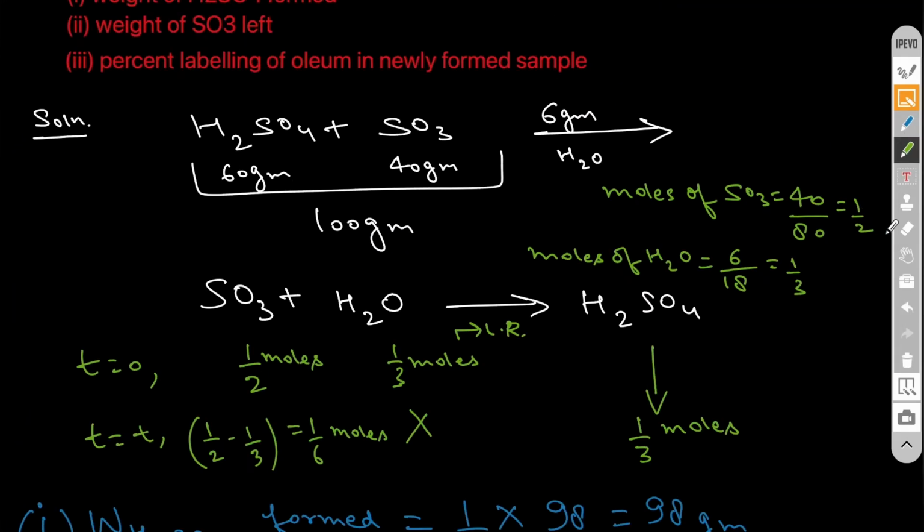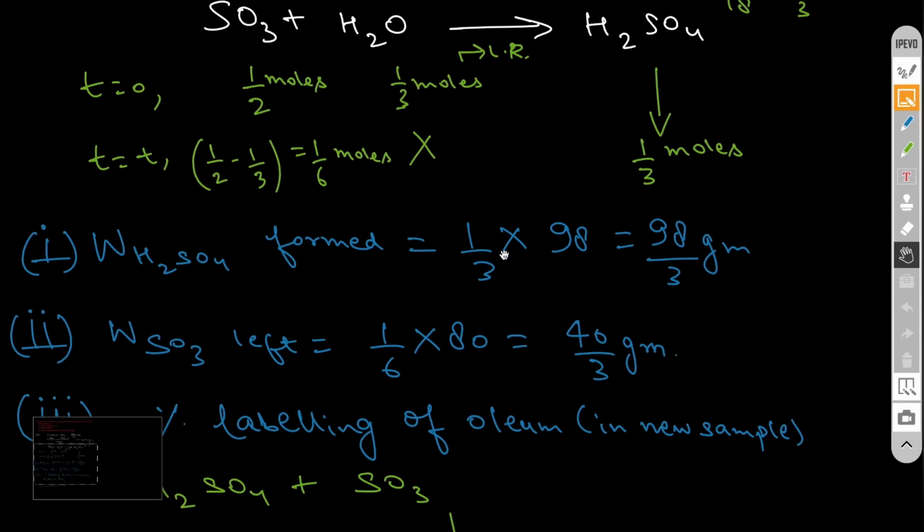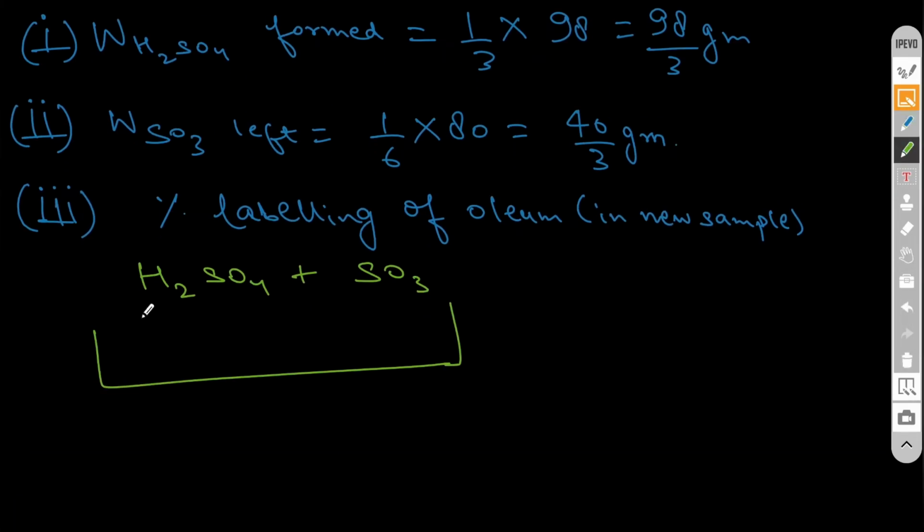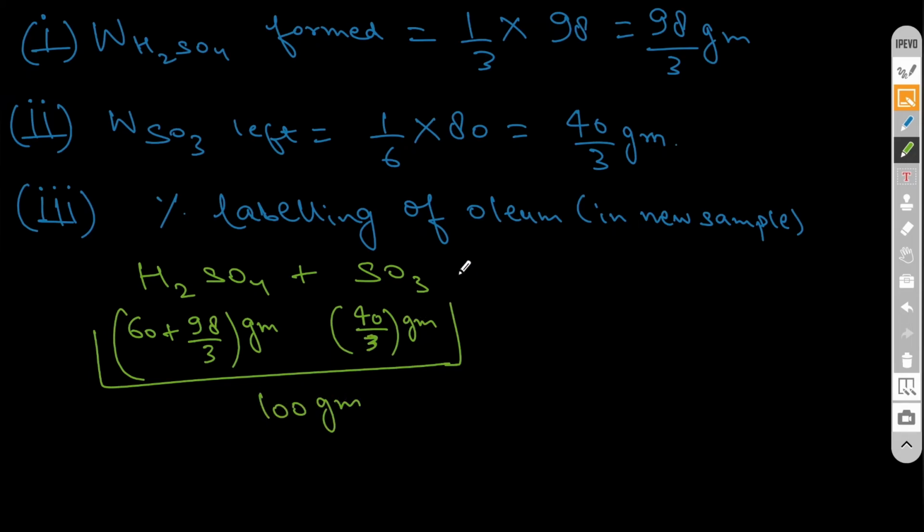How much H2SO4 is present? So 60 gram plus the H2SO4 formed, which is 98 by 3 grams, so it is 60 plus 98 by 3. And similarly for SO3, how much SO3 is present here? It is 40 by 3 gram. If we sum it up, it will come out to be 60 plus 98 by 3 plus 40 by 3. It will be 106 gram. So to solve further, we'll move to the next page.